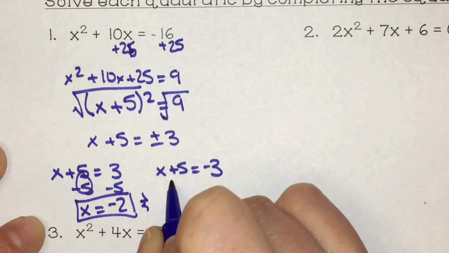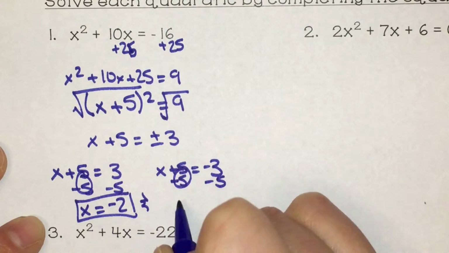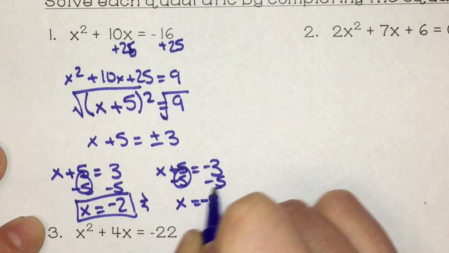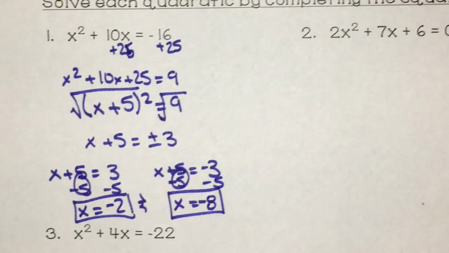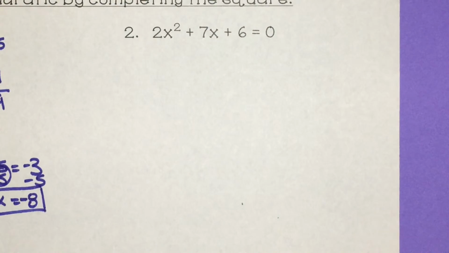So x plus 5, so subtract 5 on both sides, and x equals negative 8. So my two answers are x equals negative 2, x equals negative 8. Hopefully you got those. Next one, more fractions.